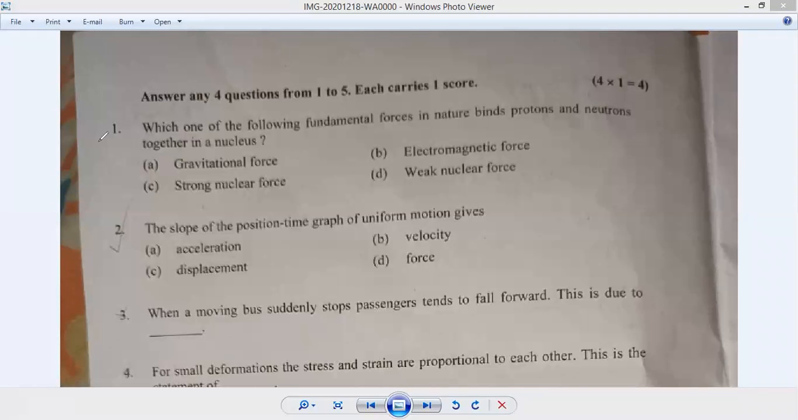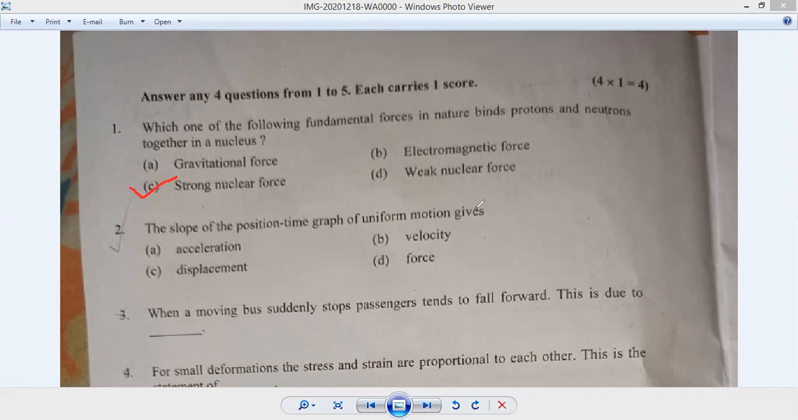Hello everyone. In this video, I will be solving the physics improvement exam question paper. The first question is an MCQ type problem. Which of the following is a fundamental force which binds the protons and neutrons in a nucleus? The answer is simple. It is the strong nuclear force.